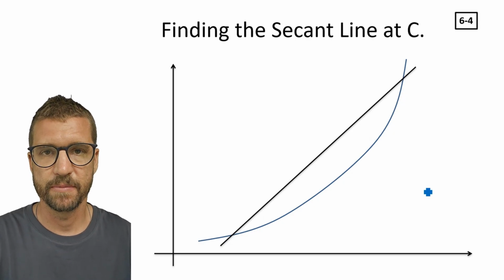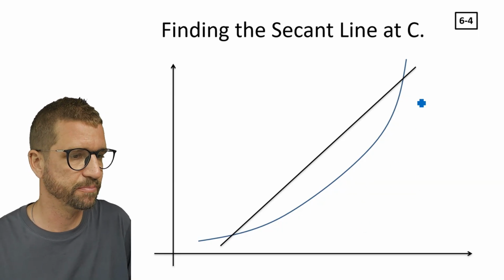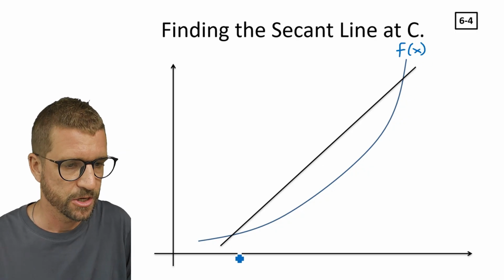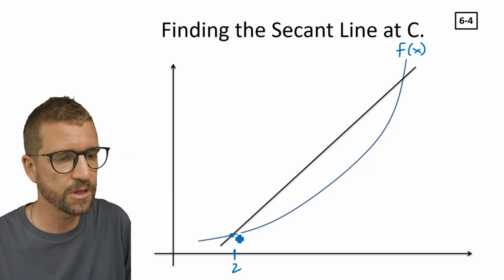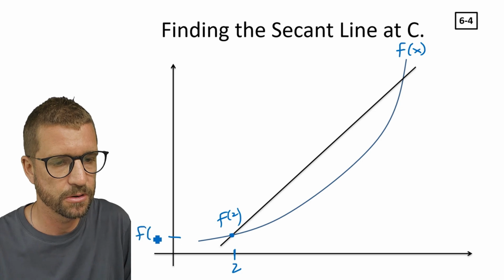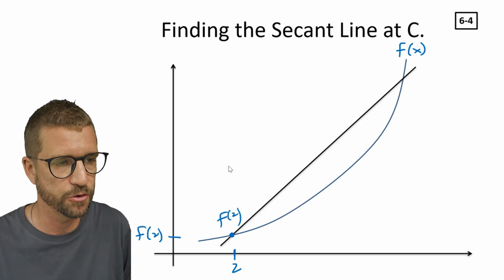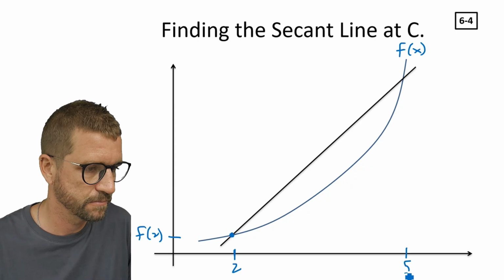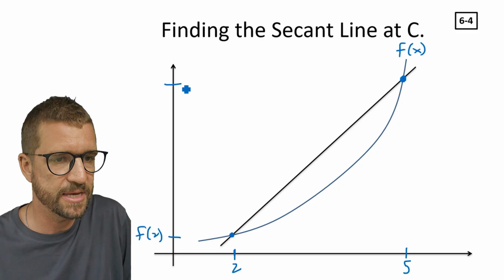Before I develop the limit definition of the derivative, let me just remind you of something really quick. Let's say that this blue line is the line f of x. If this is, for example, 2, then this point on the blue line is going to be f of 2, which means the y value of that point on the line will be f of 2. And if this is, let's say, 5, then this y value on the line will be f of 5.